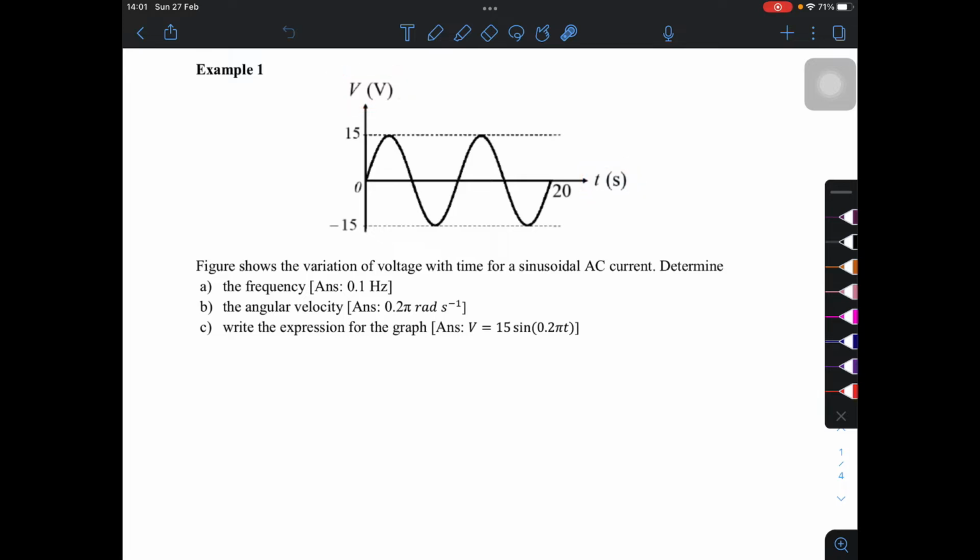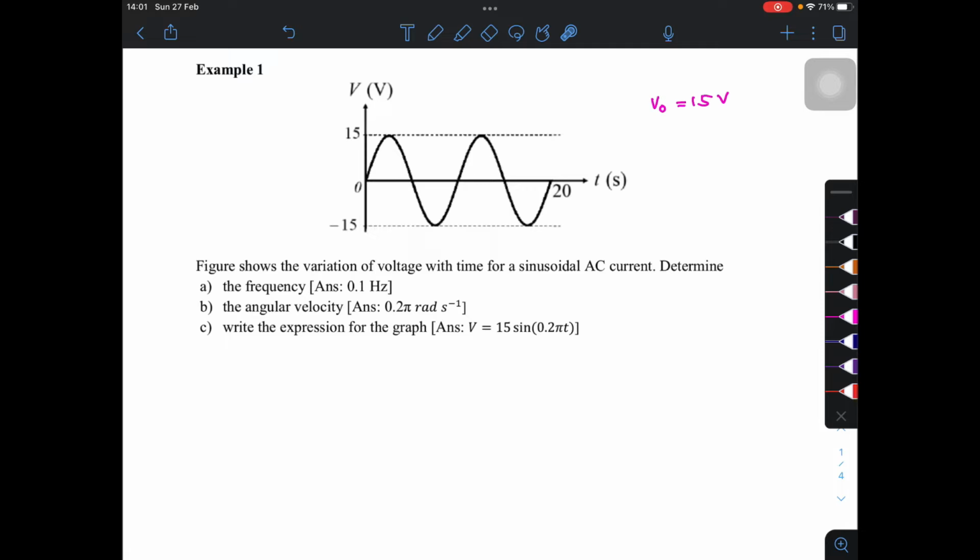Before we can find all of this, let's see what information we can get from the graph here. First, the thing that is so obvious, we can get the value for the peak voltage. So 15 is the peak voltage, 15 volt. And then since we are given the value of time here, 20 seconds, we can get the value for the period.